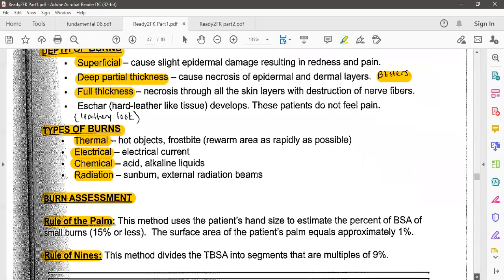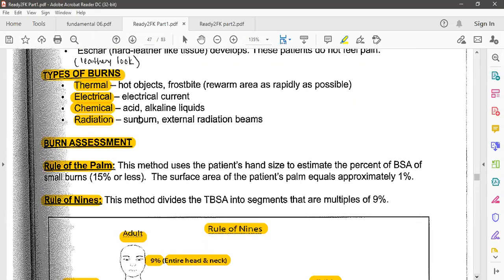Now let me explain the different types of burn. One is called thermal burn, like from hot objects or frostbite. Electrical burn is because of electrical current injuries. Chemical burns occur from acid or strong alkaline liquid. Or radiation burn, like sunburn or external radiation, right?